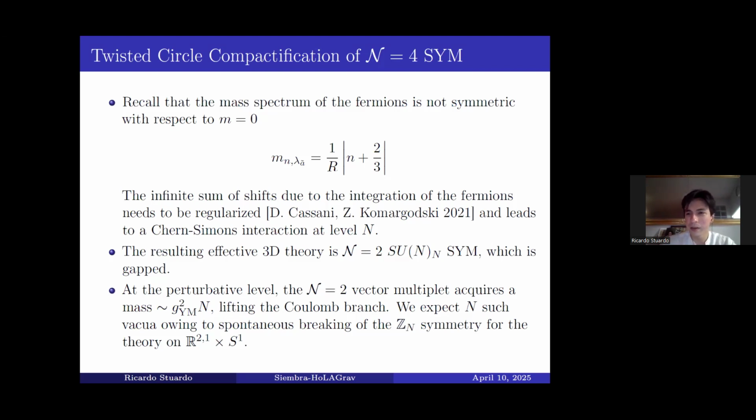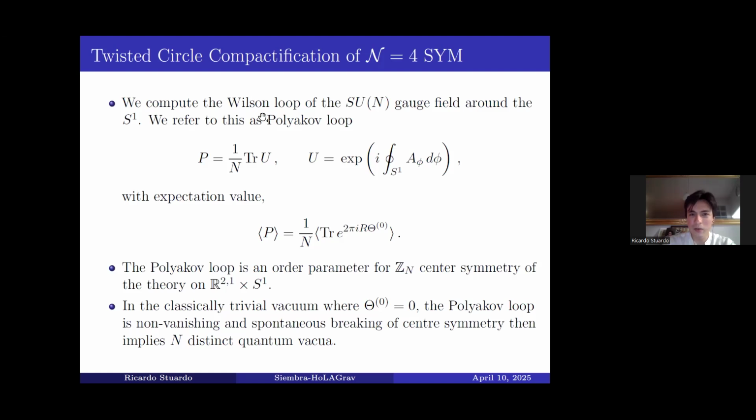So one observable that we're going to compute later is a Wilson loop that wraps this circle that we are compactifying. And without going into a lot of details, you need to compute this thing here. And the point is that when you are in this vacuum that we're studying, the expectation value of this theta is 0. So this exponential is just 1. So the expectation value of this loop is not 0. And this is going to be important, that it is not 0. And this will signal the breaking of the center symmetry of the gauge group.